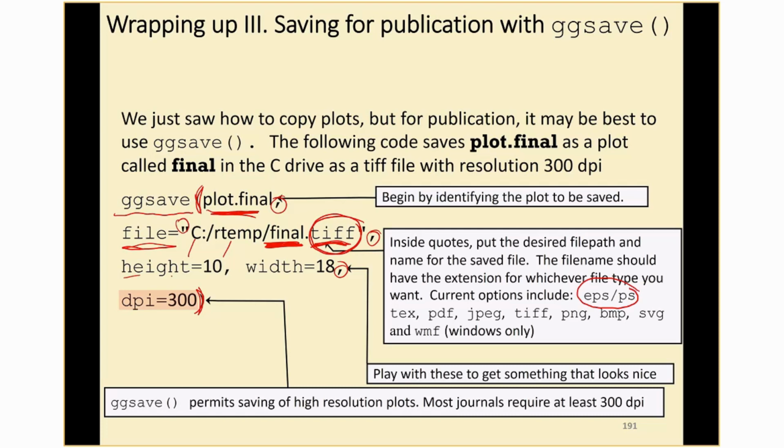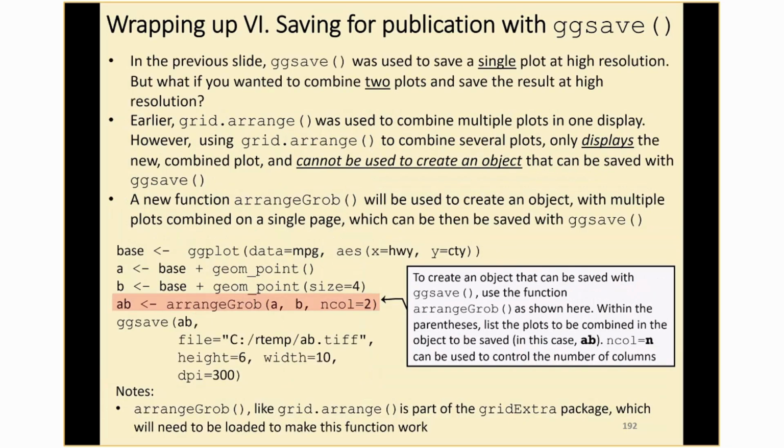Then you specify the height and width of the plot, and I must confess I really don't understand those numbers very well. I tend to operate on a trial and error basis. And then finally at the end, you can determine the degree of resolution, so you can increase it to a level that'll be compatible with what your journal wants.